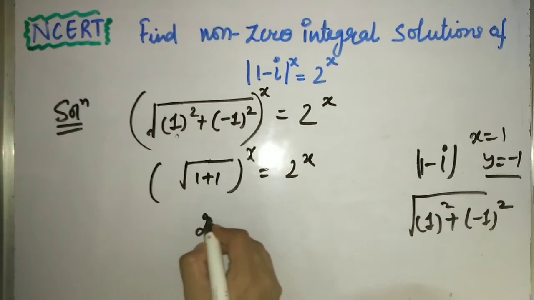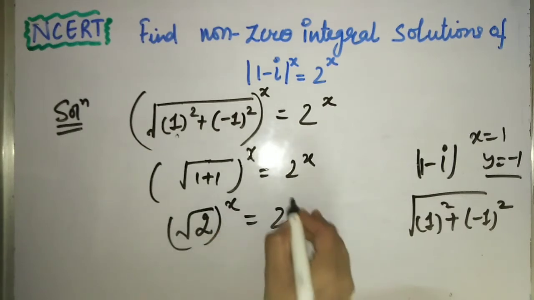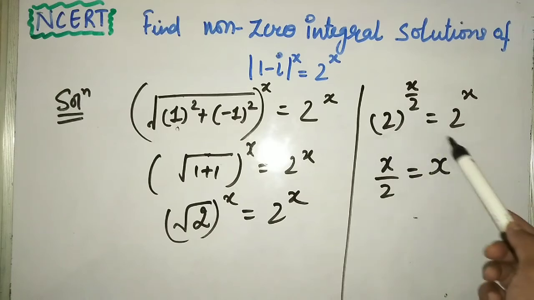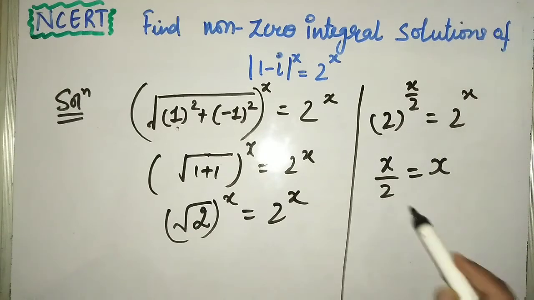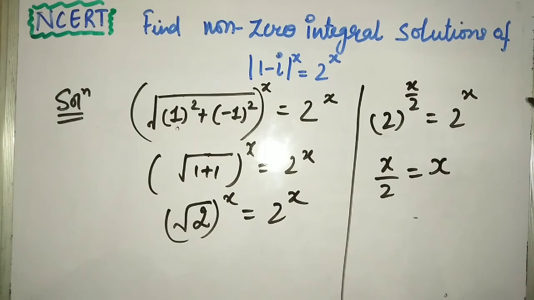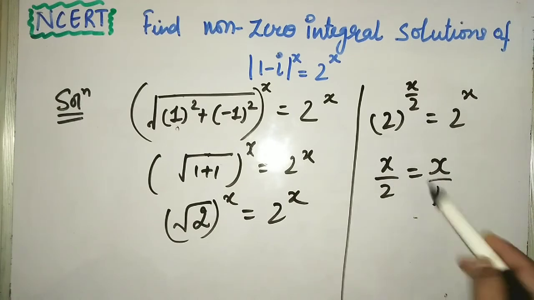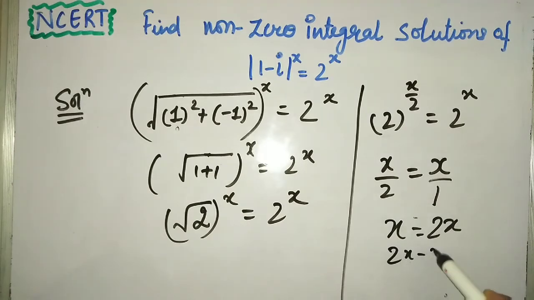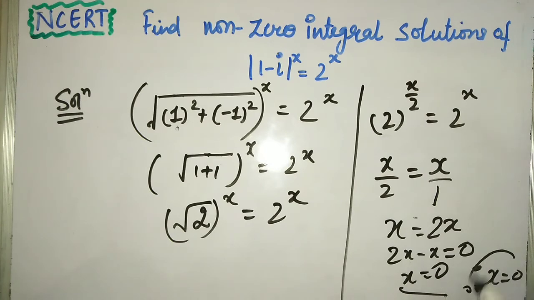It becomes root 2 raised to power x equals 2 raised to power x. Root 2 can be written as 2 raised to power 1 by 2, so 2 raised to power x by 2 equals 2 raised to power x. Now the base is the same, therefore you can equate the powers. Hence you cannot cancel these x, because here the value of x may be 0 and we cannot divide by the number 0 on both sides. So how to do this question? Just do cross multiplication. You will get x equals 2x, then 2x minus x equals 0, then x equals 0. Therefore, x equals 0 is your answer.